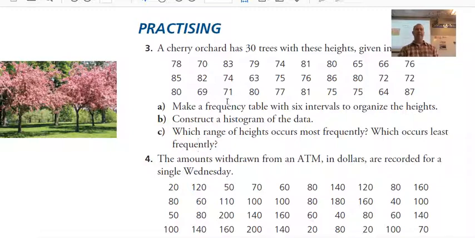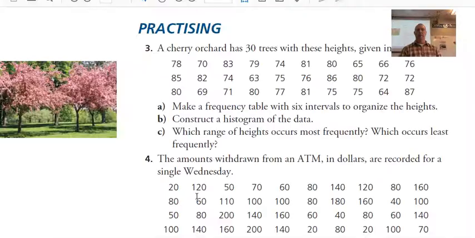Again, you do not have to organize the data from least to greatest here if you're making a frequency table. It does that for you. First of all, you need to find the range, divide it by 6 and round up, and that's going to be the interval for each row of your table. Go ahead and get started on that, and let me know if you have any questions.